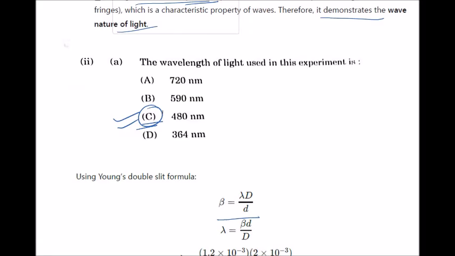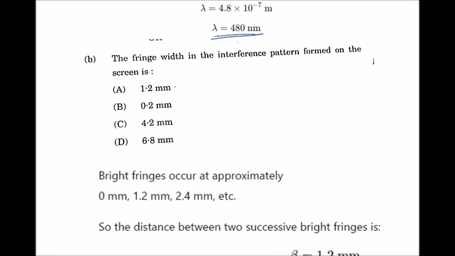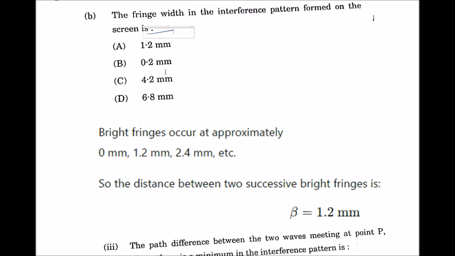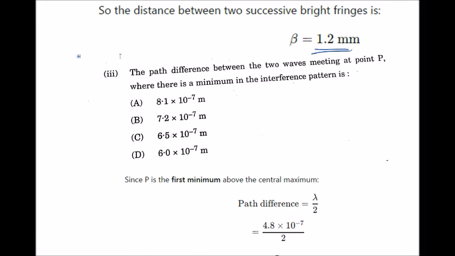Option is C. The B option, the fringe width in the interference pattern formed on the screen is, that is beta is equal to 1.2 millimeter. That is option A, 1.2 millimeter is the correct choice.